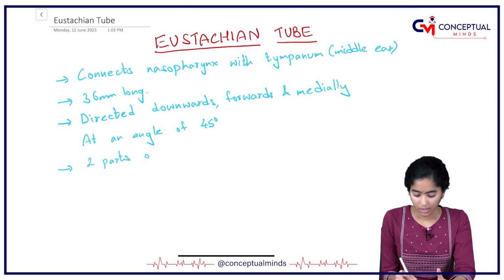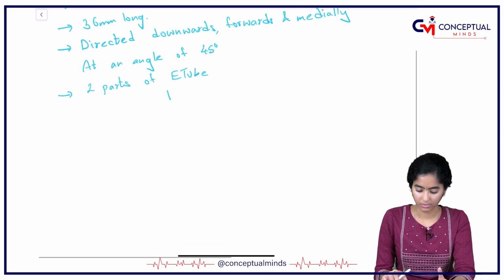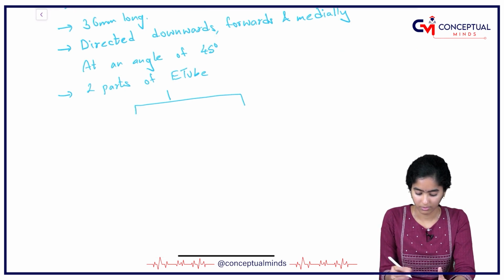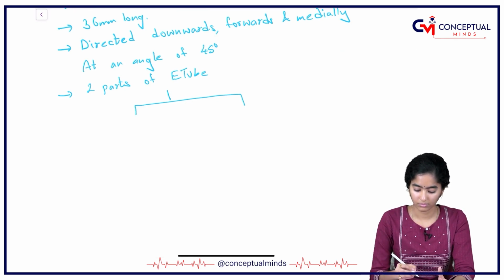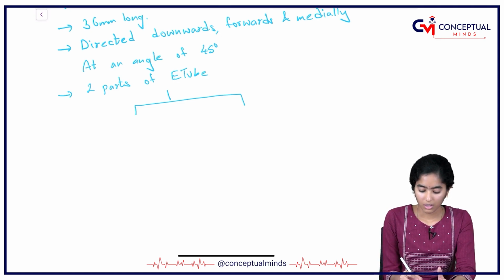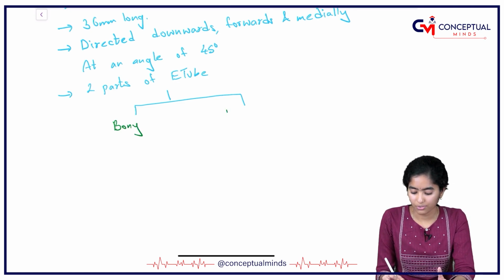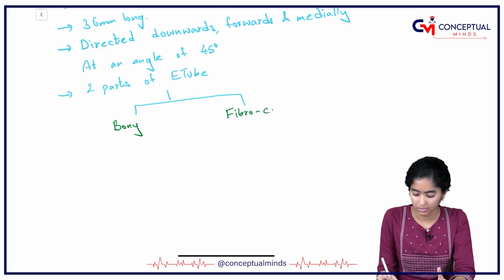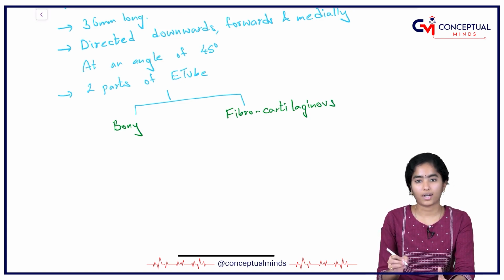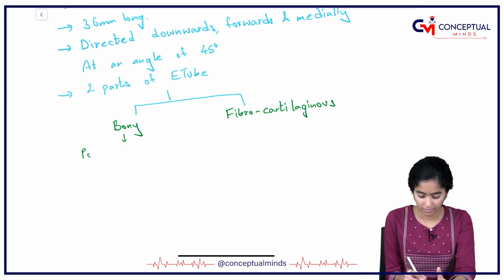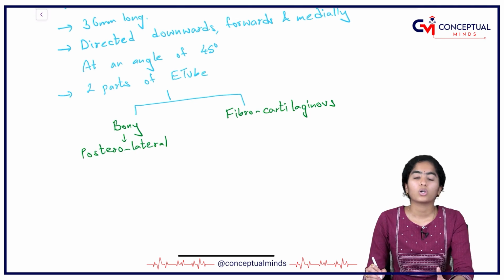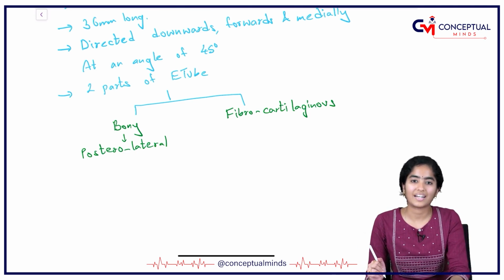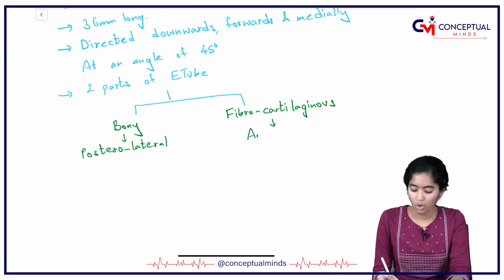So let us now see the two parts of the Eustachian tube. Bony part and fibrocartilaginous part. As we already know, the posterolateral part is bony, whereas the part that is present close to the nasopharynx is fibrocartilaginous. It is anteromedial.